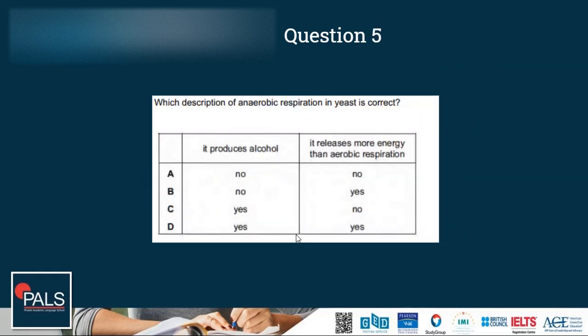Question 5. Which description of anaerobic respiration in yeast is correct? It produces alcohol, yes or no? It releases more energy than aerobic respiration, yes or no? Take your time.